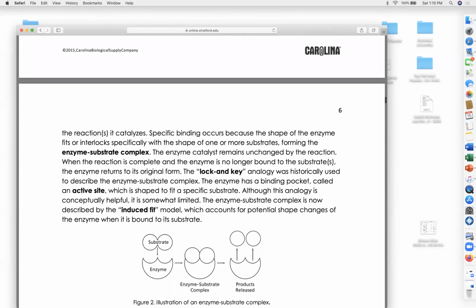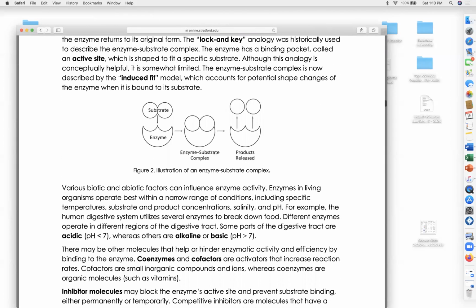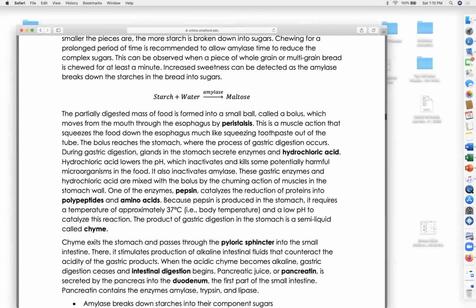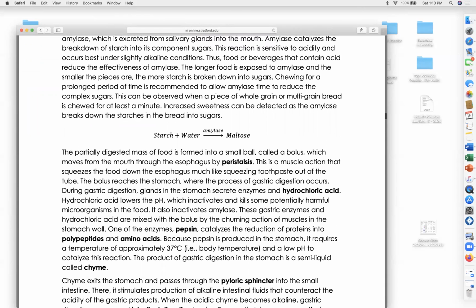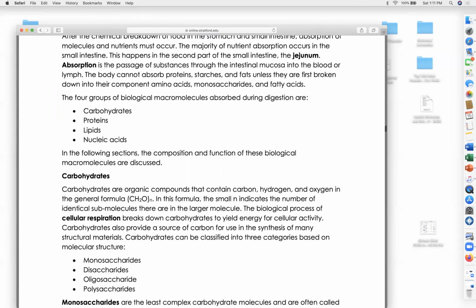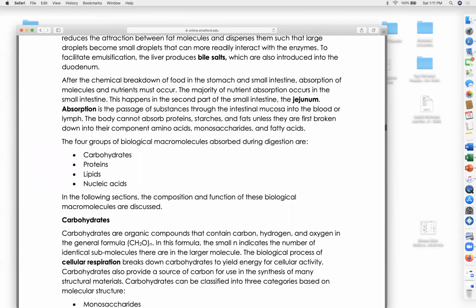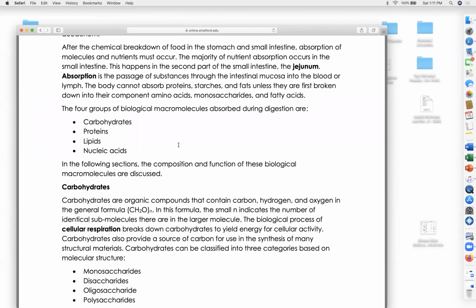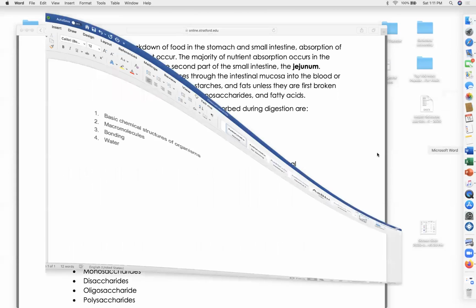Does pH have anything to do with basic chemical structure? Nah, not yet. Right. But it is important, it was in lecture. But what has basic chemical structure? Oh, look here. If I go further down, the four groups of biological macromolecules, or the basic four structures, are carbohydrates, proteins, lipids, and nucleic acids. So now I'm going back to this, right?